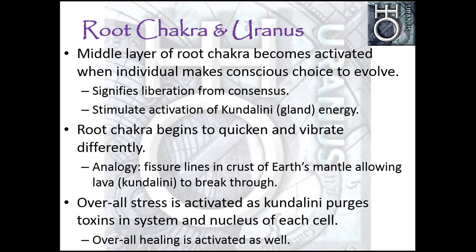Now, Jeffrey Green would give the analogy: think of the crust of the Earth's mantle having fissure lines, earthquakes, and lava breaking through the crust. The crust of the Earth's mantle is that outer layer, Saturn. And the lava is Uranus and the Kundalini energy breaking through. Any of you who've ever seen lava, you see how hot it is. You see how it's liquid earth and it just goes anywhere and everywhere. Nothing can stop it until it cools off. So that's the symbology of activating the middle layer of this root chakra.